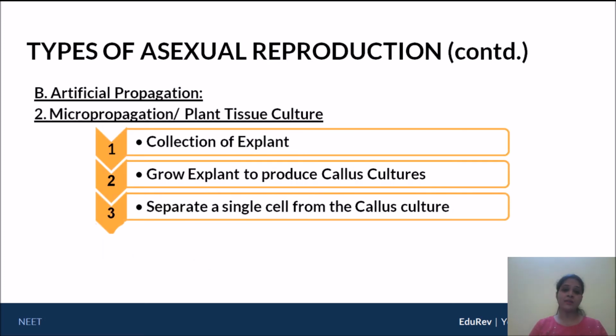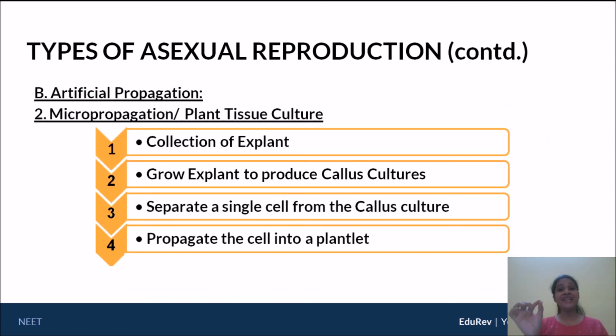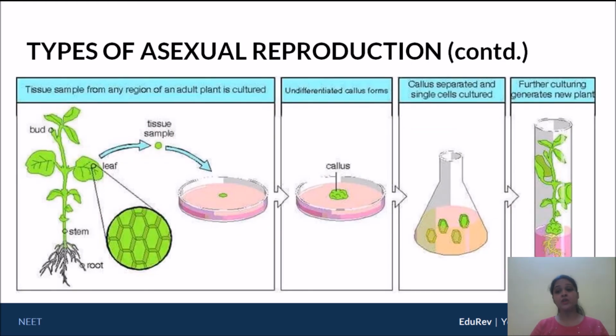So the next step is this. Now from that big mass of callus, separate single cells from the callus culture. So here is what we do. We take this particular callus, put it probably into a beaker and separate it into single cells. Now what is the advantage behind this? Each cell can be propagated into a new plantlet. So if you look at step number 4, use those cells, propagate them into individual plants. Here you can see in the last part of the figure that each cell will give rise to a single plantlet.